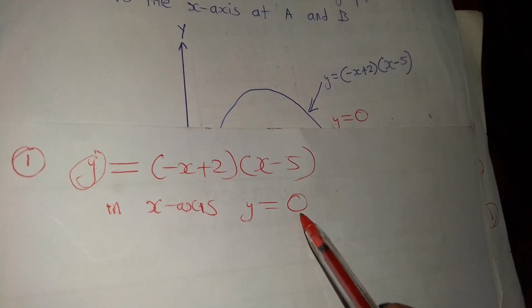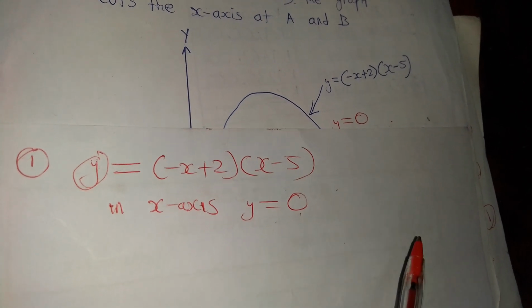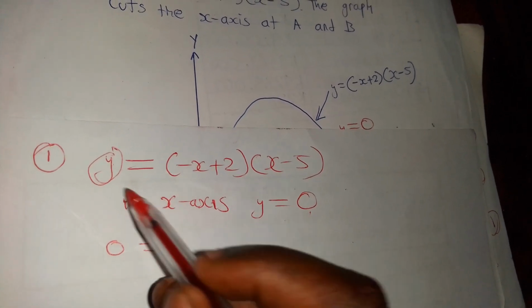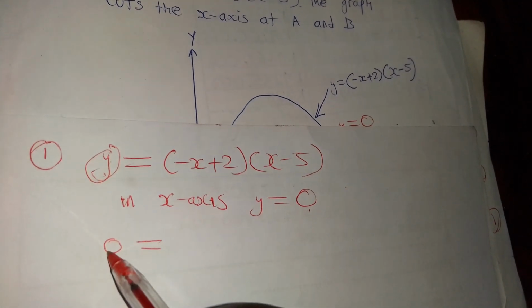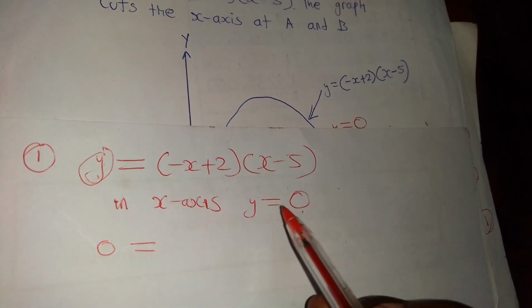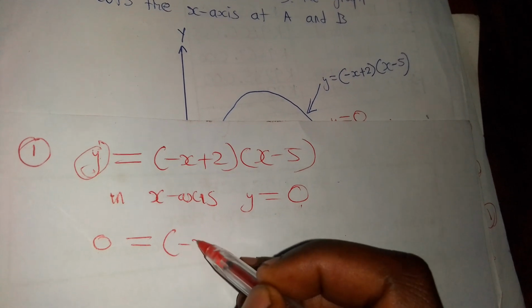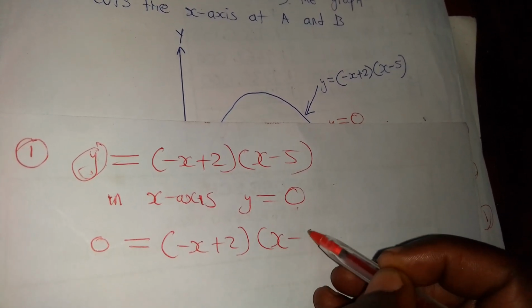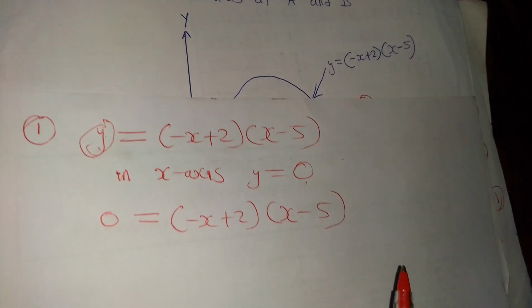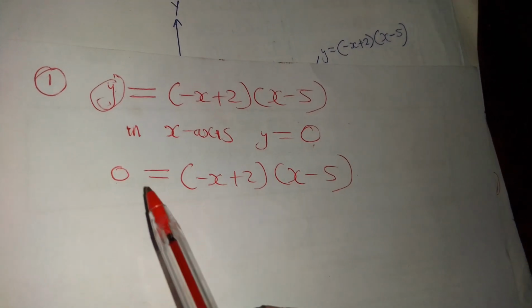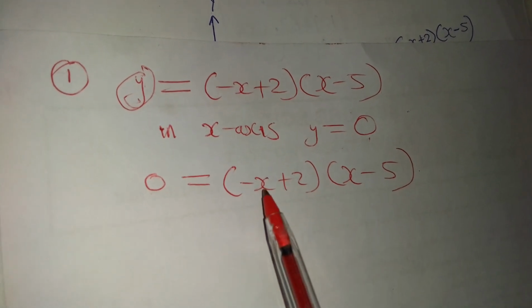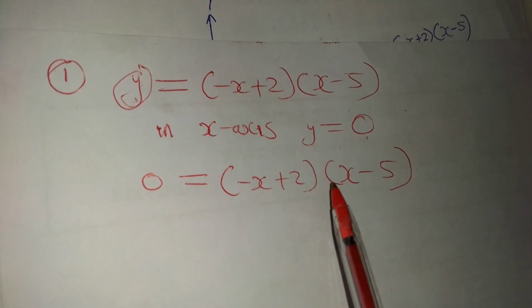With 0, you see, that is what we are going to do. So we'll say that y is equal to, where there is y, I've replaced it with 0, since on the x-axis y is 0. So 0 equals negative x plus 2, then x minus 5. Now, when we reach this stage, remember, I want first to solve for the values of x.